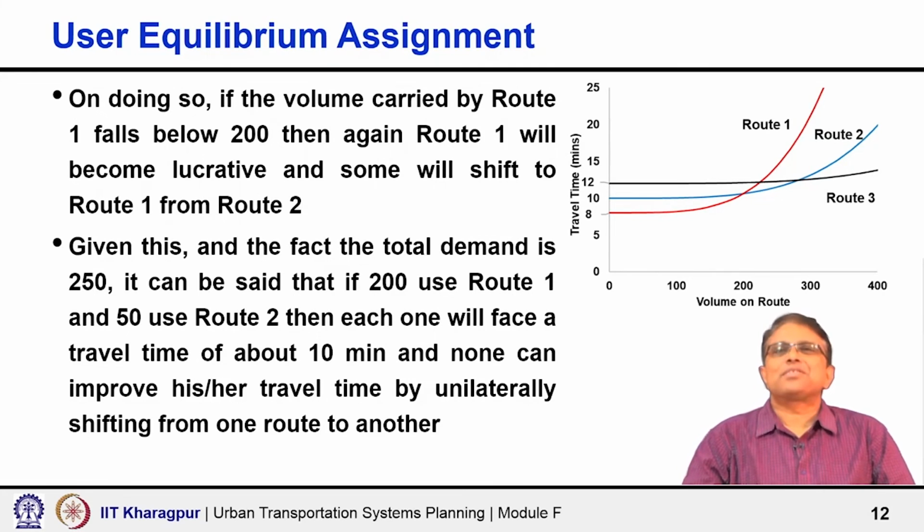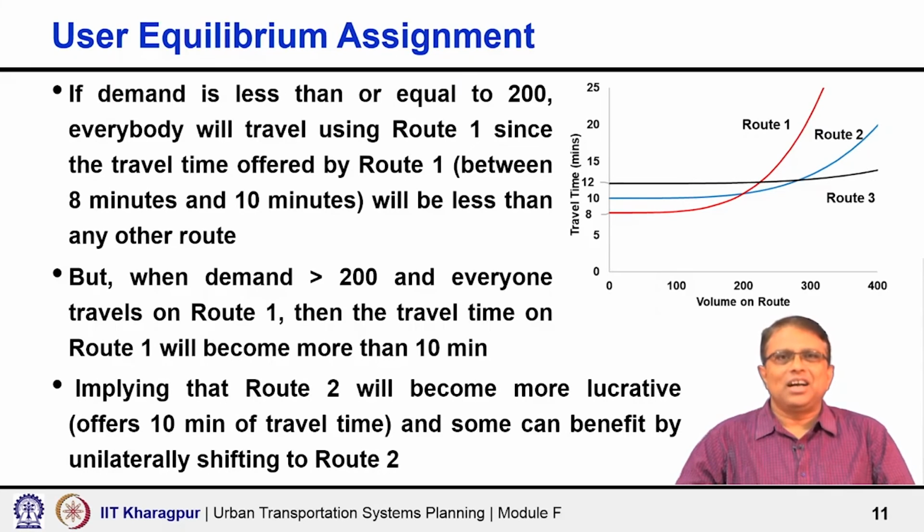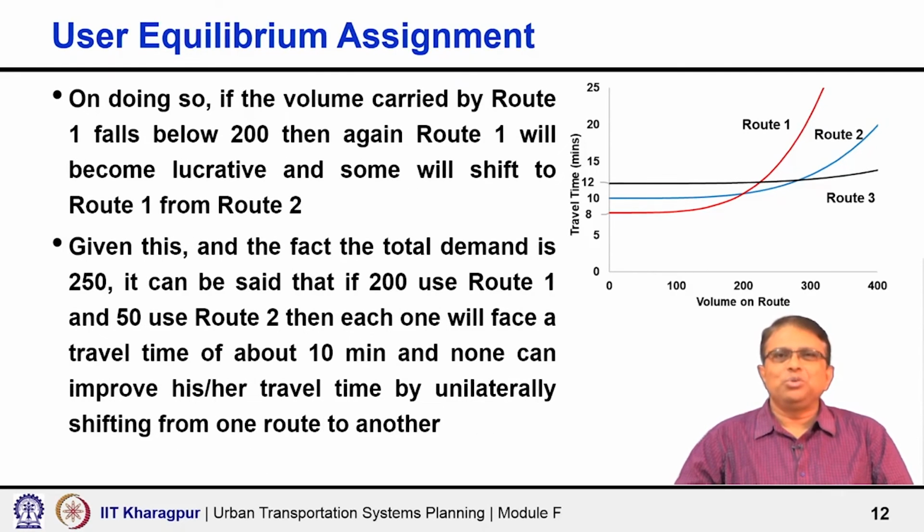I have explained this here exactly in what I said. So, we expect here the best solution: 200 will use route 1 and 50 will use route 2. Anything other than this, and all will enjoy a travel time of 10 minutes. Anything other than this, you will find there will be an alternative route which will be cheaper. Only under this condition it will.